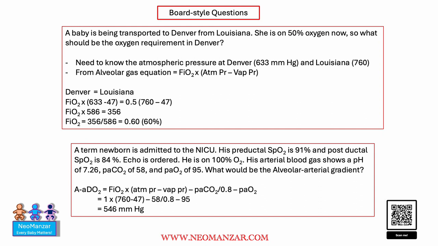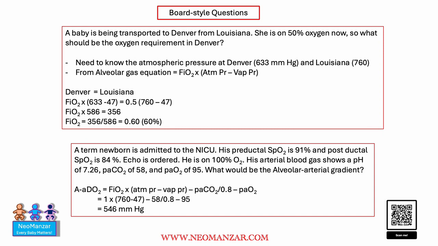So a baby is being transported from Denver to Louisiana. She's now on 50% oxygen, and you want to know how much oxygen the baby will be put on when the baby reaches Denver. So the basic idea is you just have to know what is the atmospheric pressure at Denver, because Louisiana is already at sea level. So what you do is you calculate, using the alveolar gas equation, the oxygen partial pressure at Denver and then Louisiana, and then you see how ultimately, using the mathematical equation, you get the answer. So the patient has to be on 60% when the baby reaches Denver.